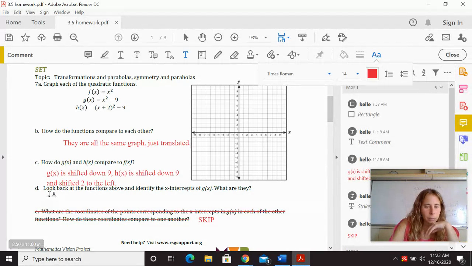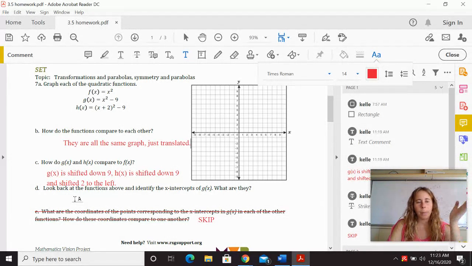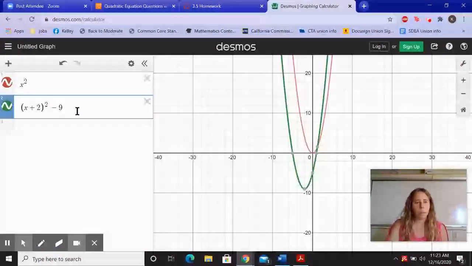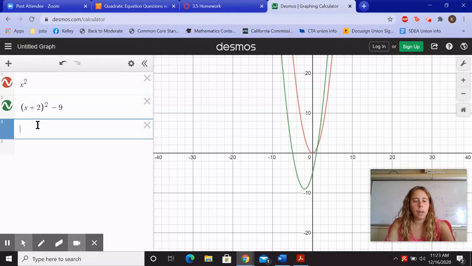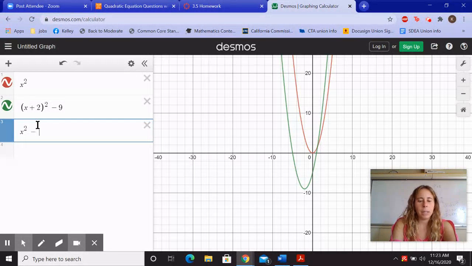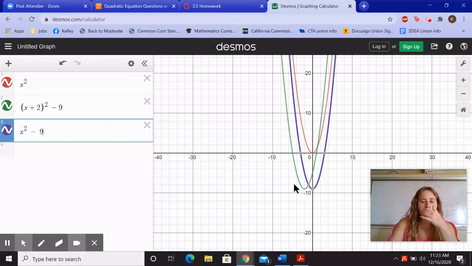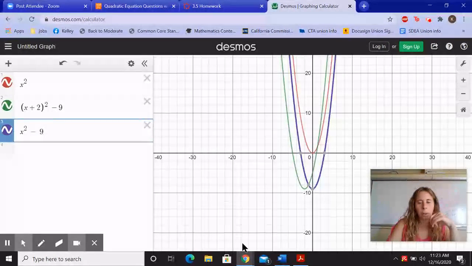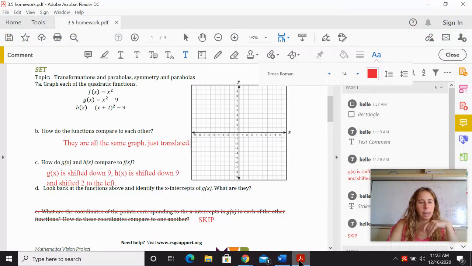Look back at the functions above and identify the x-intercepts of g of x. What are they? Well, we just graphed it. So you could probably look at your graph and you would know the x-intercepts. G of x is x squared minus 9. I need to put it back in here. X squared minus 9. There it is. Your x-intercepts are 3 and negative 3. But you could also figure that out mathematically. G of x, x squared minus 9.